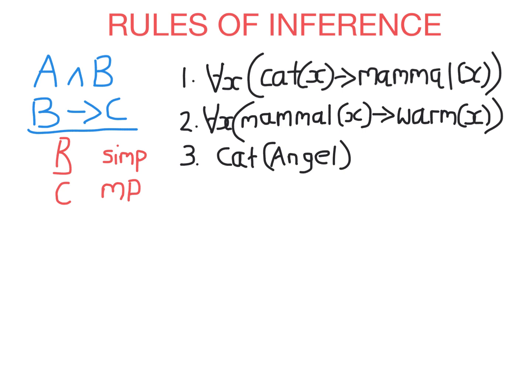So what can we conclude from this? Well, by modus ponens, we can conclude that if angel is a cat, then angel is a mammal. And if angel is a mammal, then angel is warm-blooded. We write it like this. Now, these may seem like trivial examples, but we have to have valid rules of inference. We can't just be saying, oh yeah, we can conclude this. We can't just decide whether or not something is true without some valid rules in place.